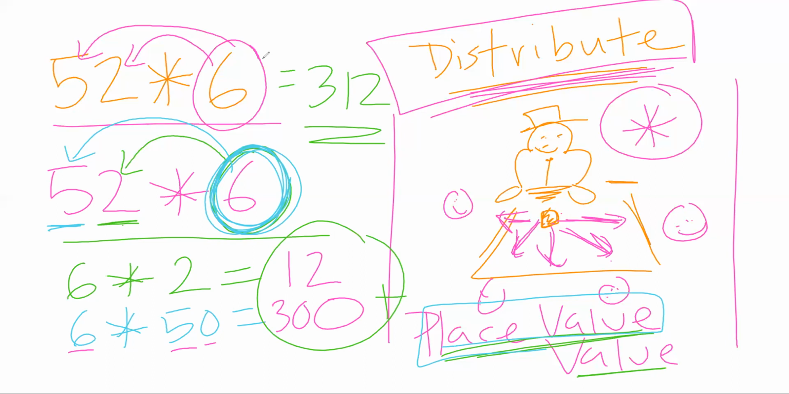We're going to pass out the numbers, or pass out the cards. So let's continue to distribute. The distributive property is great, and it works really well when you have 2 digits multiplied by 1 digit. So here we go again.